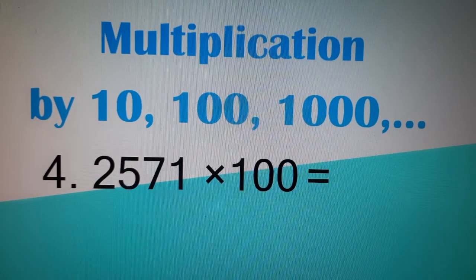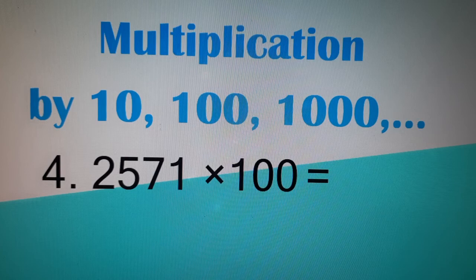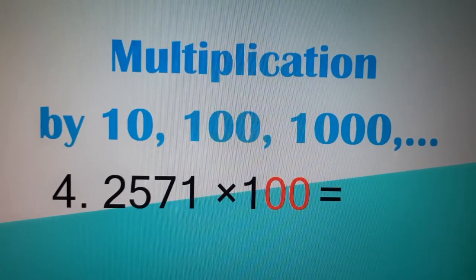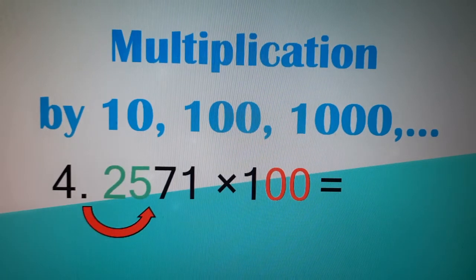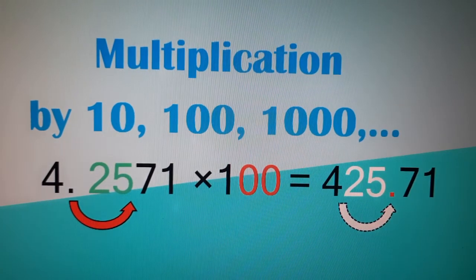Now let's multiply 4.2571 by 100. As there are two zeros in 100, we simply move the decimal point two places to the right. Then we get the answer 425.71.